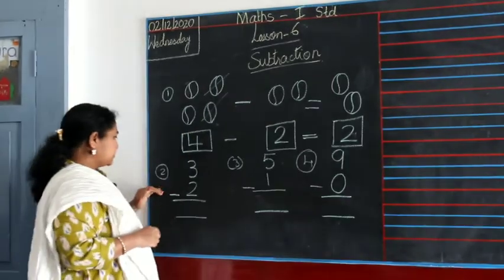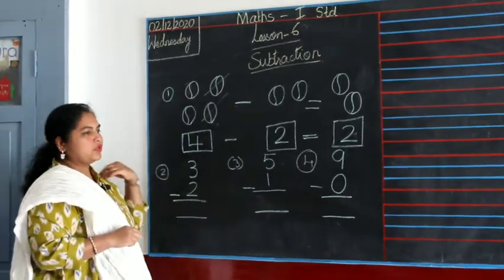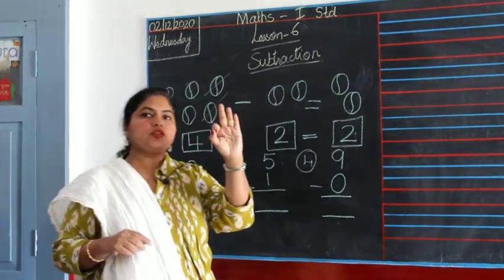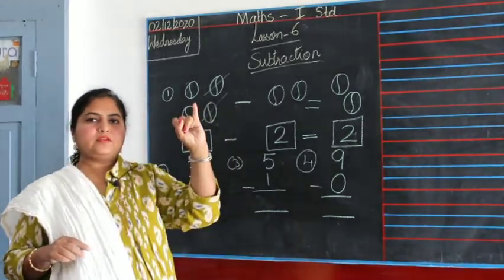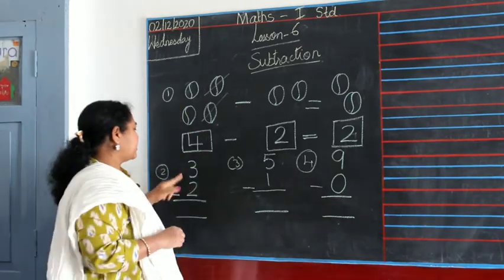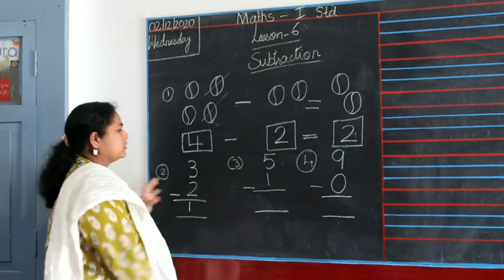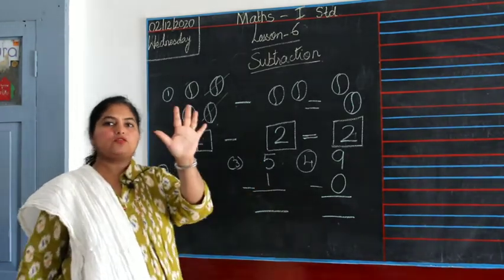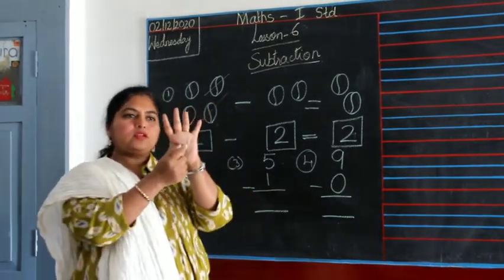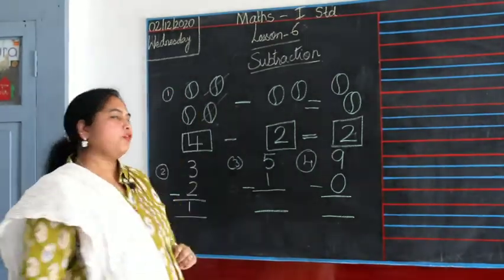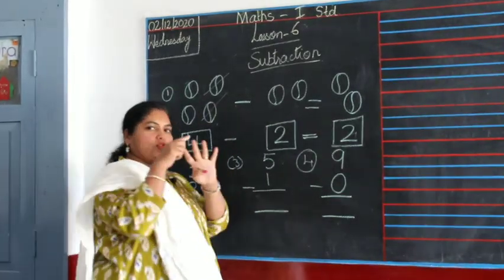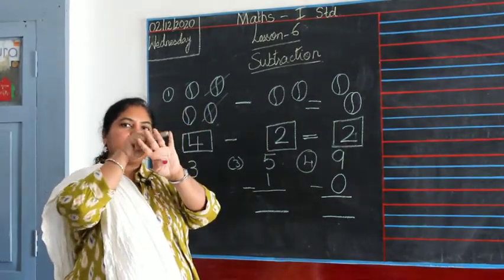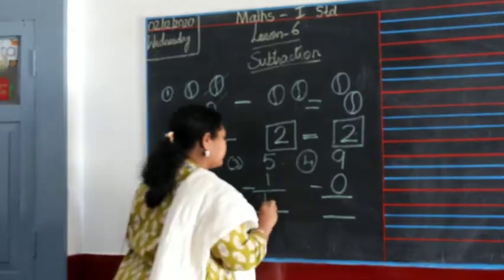The other one is 3 minus 2. So when there is 3 and you take away 2, 1, 2, how many are left? 1. So 3 minus 2 is 1. This is 5, you take away 1. So you have 5 fingers, you remove 1. 1 is gone, so how many are left? 4. 1, 2, 3, 4. So 5 minus 1 is 4. 4 is what you are left with.